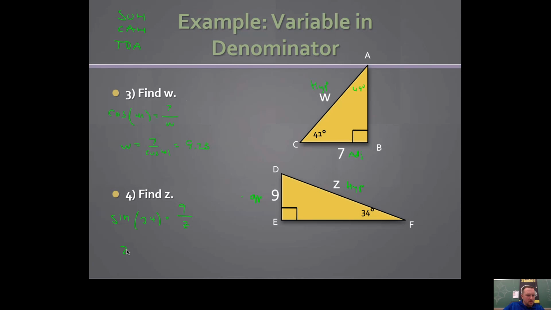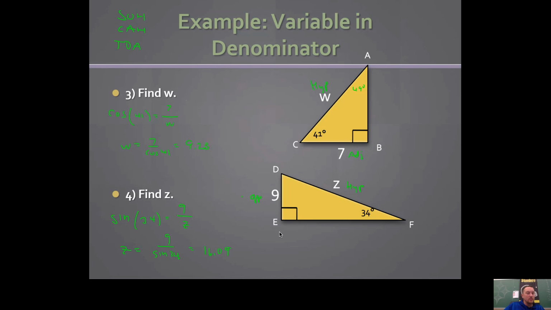Variable's on the bottom, so divide. 9 divided by sine of 34. That gives you 16.09. That makes sense. Again, it's the hypotenuse. It better be bigger than this.